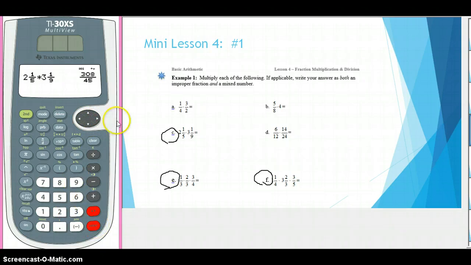I'm going to hit enter. And notice it gave me the improper fraction answer. So I'm going to write that. 308 over 45.